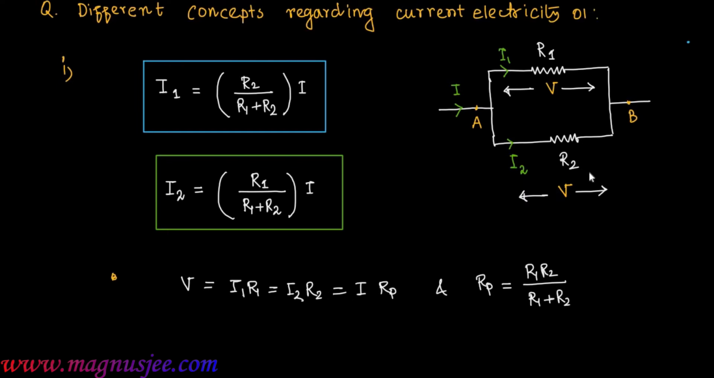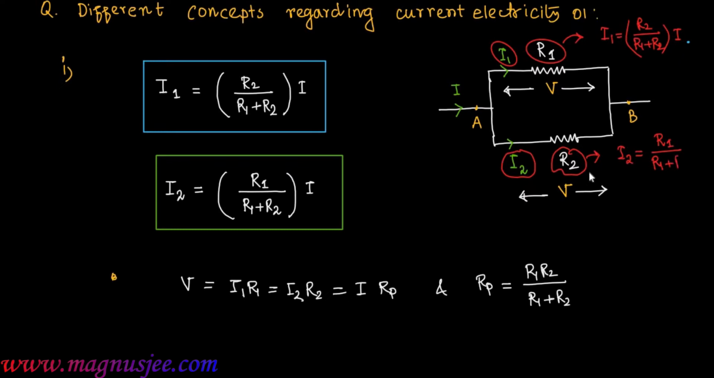So, in the diagram, current flowing through the resistance R1 is I1, and the expression of this current I1 is R2 divided by R1 plus R2 into main current I. That means I1 is equal to R2 divided by R1 plus R2 into I. Similarly, current flowing through the resistor R2 is I2, which is R1 divided by R1 plus R2 into I.